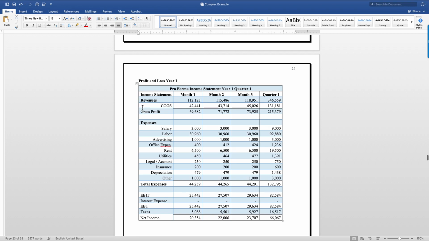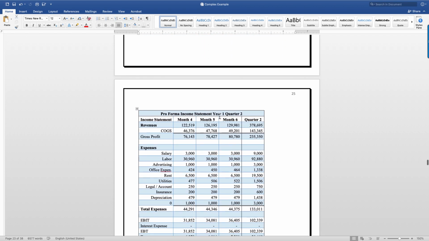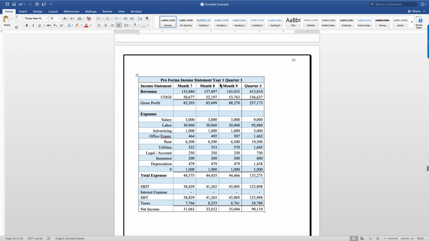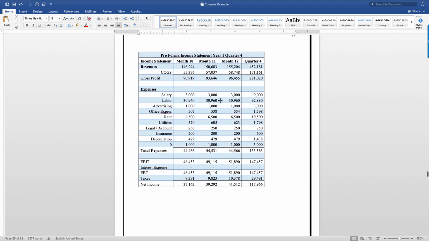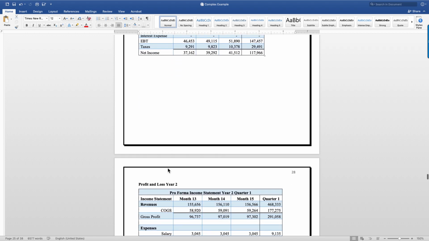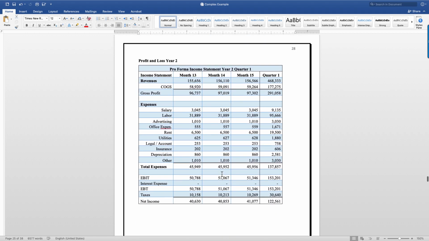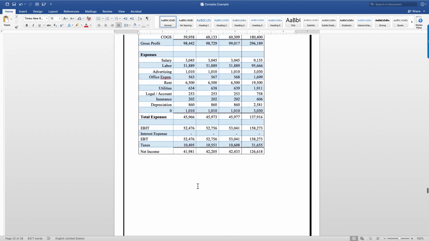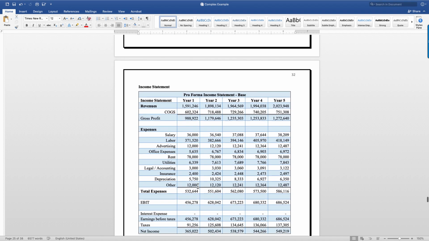For the financials, I start with profit and loss. In my financials, the profit and loss is broken up on a monthly basis for 1 year. So month 1, 2, 3, and this is the quarter summation. And again, year 1, quarter 2, month 4, 5, 6, and then a quarter summation. Year 1, quarter 3, month 7, 8, 9, quarter summation. Then year 1, quarter 4, month 10, 11, 12, quarter summation. Then I dive into year 2 and play the same game for year 2.